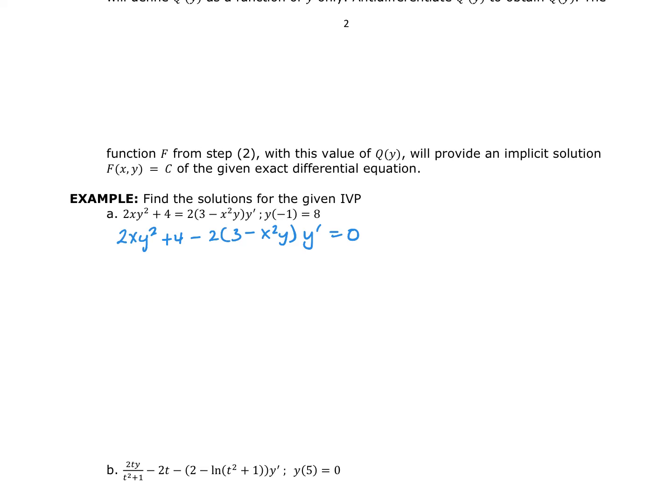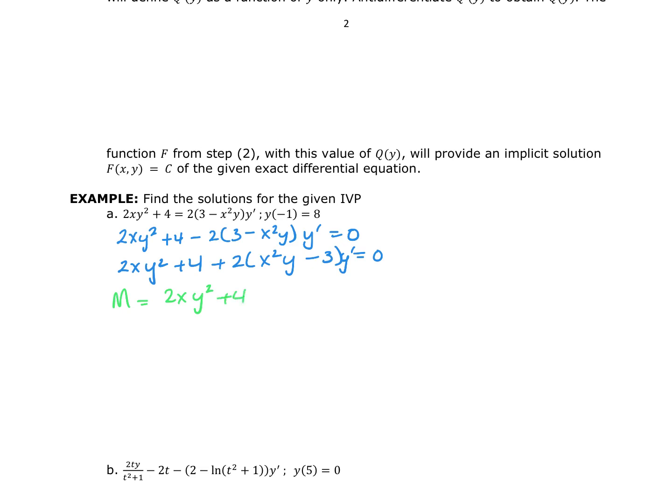Now, you don't have to do this, but I'm just going to do this because I don't like to have a negative 2. I'm just going to pull that negative through. So I'm going to rewrite this as 2xy squared plus 4 plus 2x squared y minus 3y prime is equal to 0. So I believe that my M is going to be the 2xy squared plus 4.